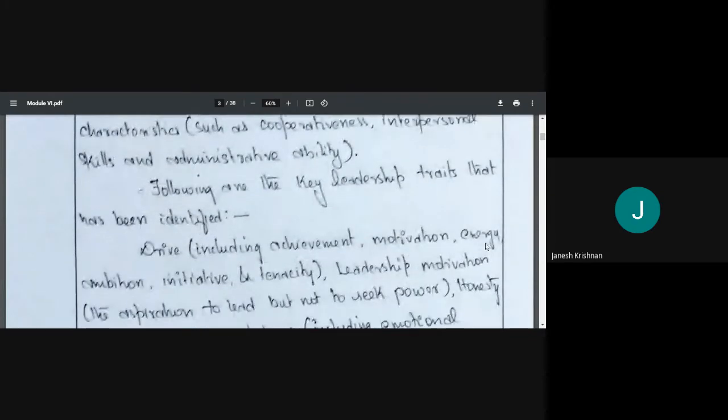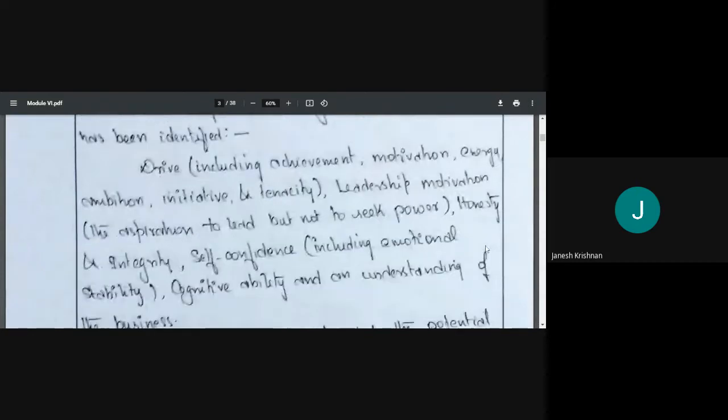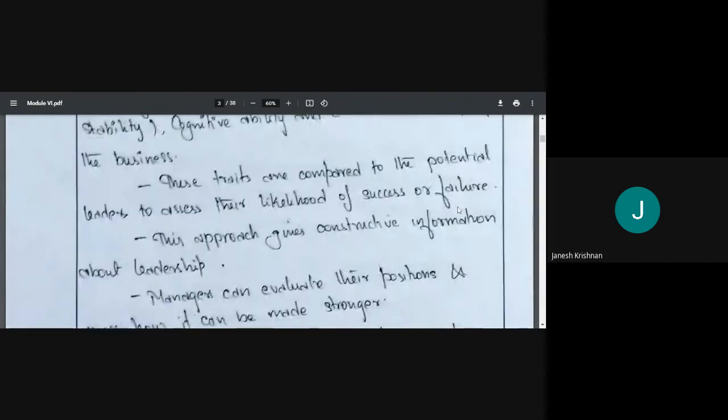Among them are drive, leadership motivation, honesty and integrity, self-confidence, and cognitive ability to think and understand the business. So how does he think? These are important traits for a leader. Whenever you are looking for a leader, you can look for a person with these traits. And it also gives the managers a chance to improve themselves so that they can become good leaders, because they know these are the traits I need. So I am lacking here, and I must improve there.